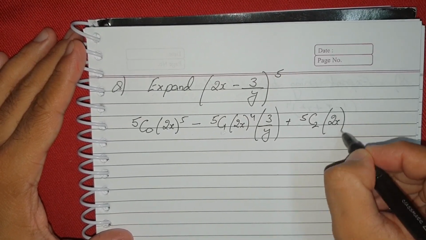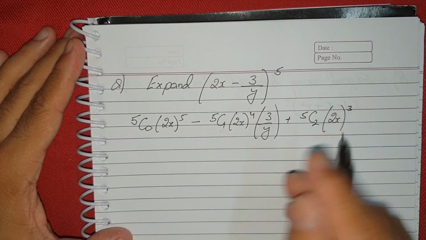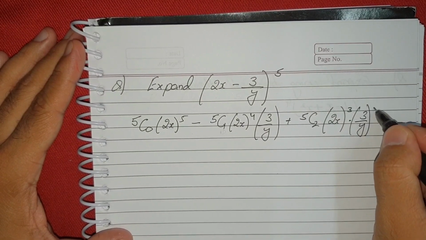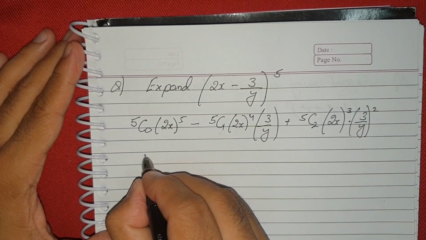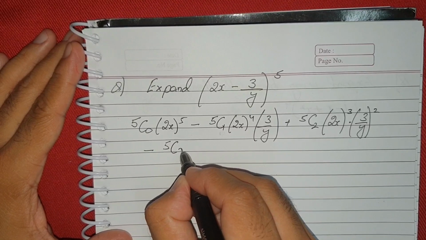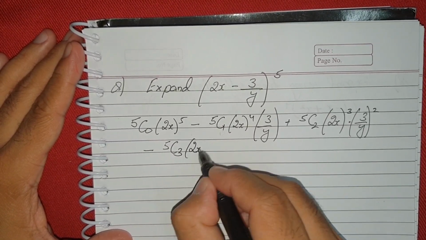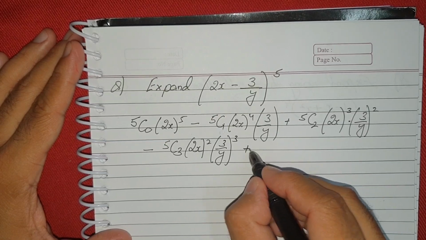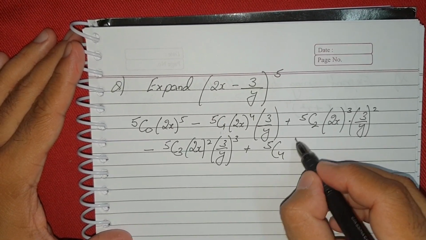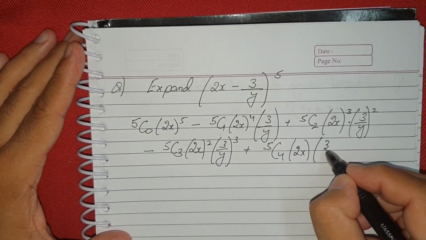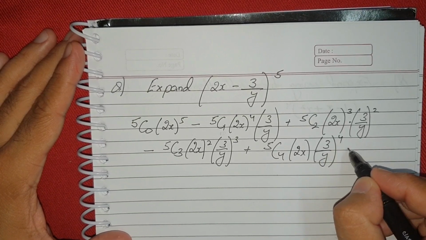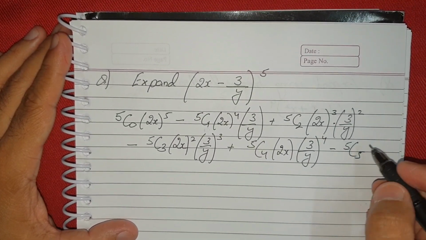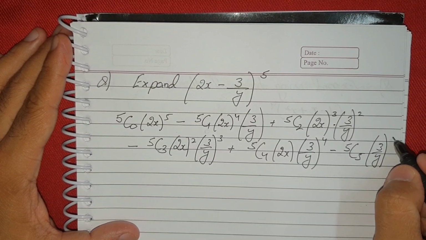5C2 (2x), now the power of this will reduce, but the power of that y will increase. Now this has (3/y) whole square. Now minus 5C3 (2x) whole square, and this is (3/y) to the power 3, and this is 5C4 (2x), this is (3/y) to the power 4, and then minus 5C5, this term will be eliminated because (2x) to the power 0, 5C5, this is (3/y) to the power 5.